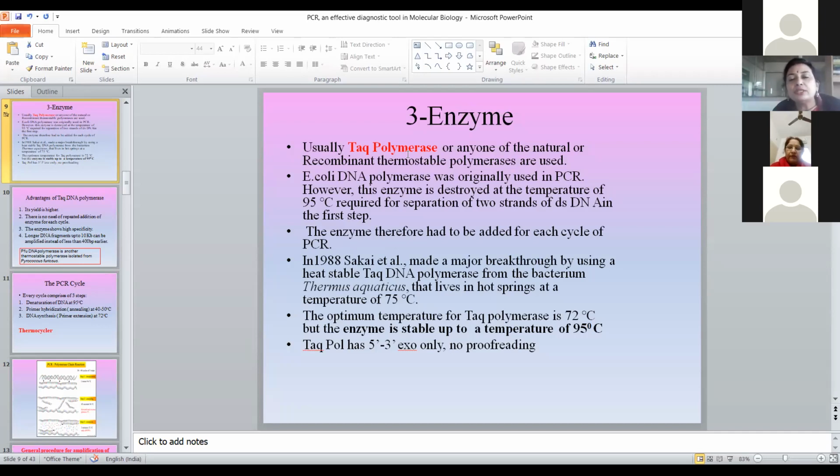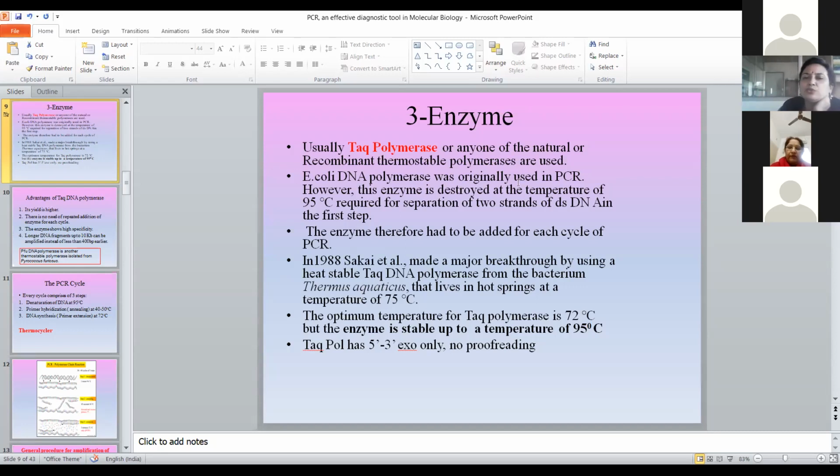At the end of the third step, cycle 1 is completed. Then they again used to carry out step 1, step 2 for cycle 2, and then remove the reaction mixture and add polymerase. Why were the cycles discontinuous earlier? Because the polymerase enzyme is destroyed at the temperature used in step number 1. Okay, but with the discovery of Taq polymerase enzyme, all these problems were overcome, right? Now, earlier, E.